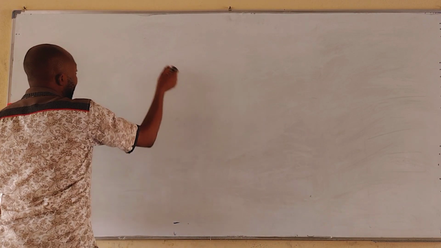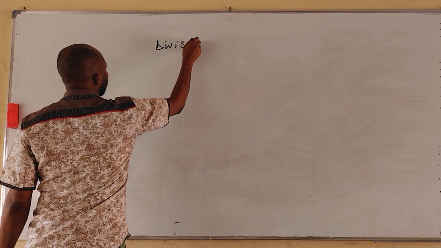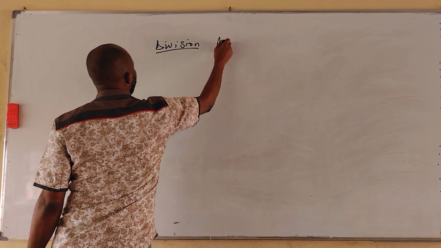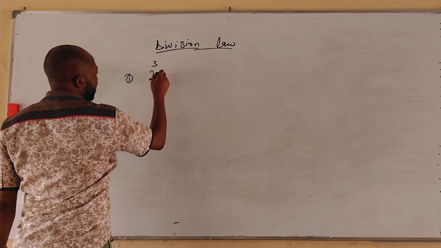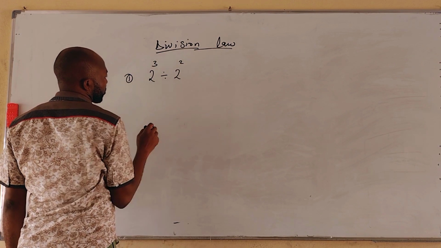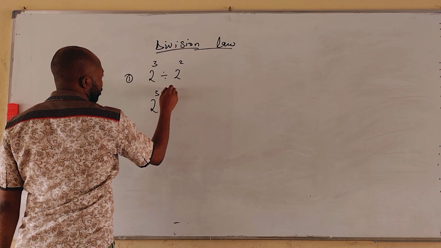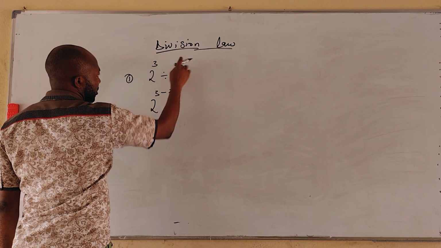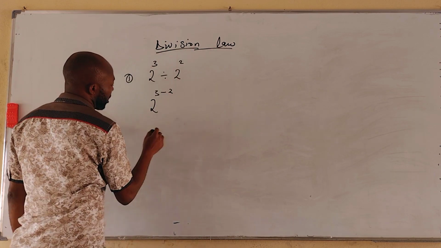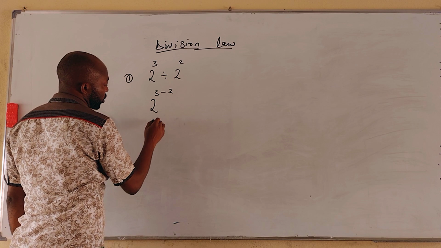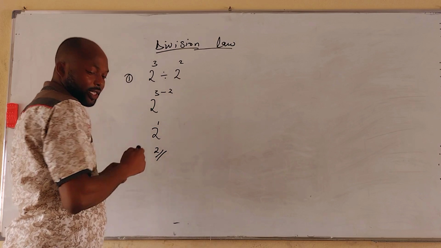So now, I have in the division law, number 1, 2 raised to the power 3 divided by 2 raised to the power 2. This becomes 2 raised to the power 3 minus 2. We subtract their powers. The power of the divisor is subtracted from that of the dividend. So this is 2 raised to the power 3 minus 2 is 1. 2 raised to the power 1 is 2. So this is our answer.